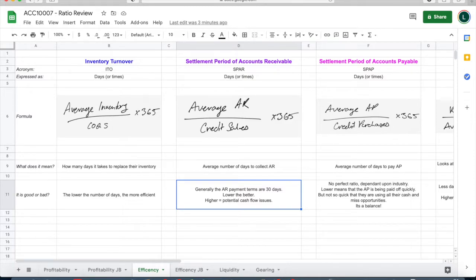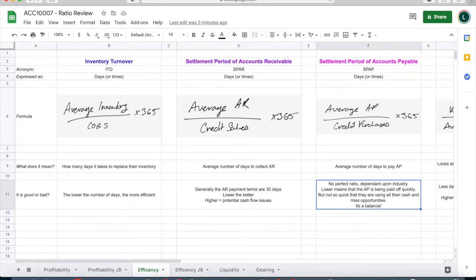Lower means you're getting your accounts receivable paid back to you, so cash in your pocket sooner rather than later. Higher is probably not so good. It could lead to potential cash flow issues. What I mean is, if it's taking, say, 100 days for your accounts receivable to pay you back, that means your income is being delayed in converting to cash, so you could have some major cash flow issues there.